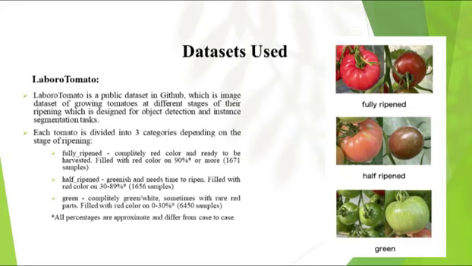Fully ripened: completely red color and ready to be harvested, filled with red color of 90% or more. 1,671 samples. Half ripened: greenish and needs time to ripen, filled with red color 30 to 89%, 1,656 samples. Green: completely green, white sometimes with rare red parts, filled with red color 0 to 30%, 6,450 samples. Our percentages are approximate and differ from case to case.